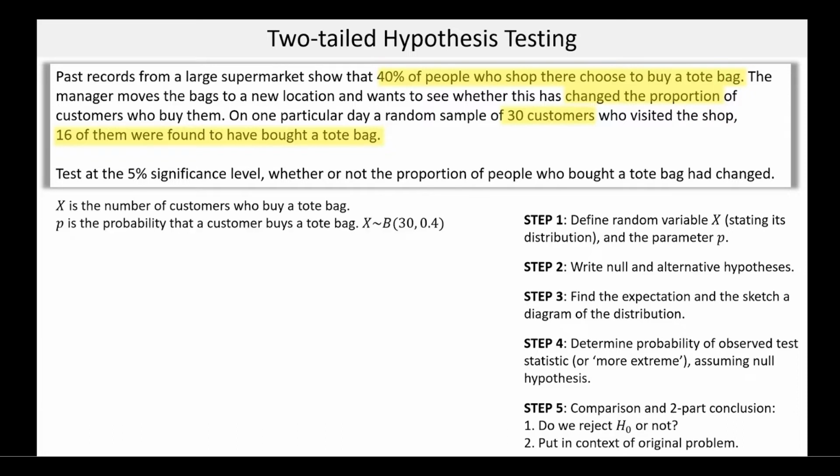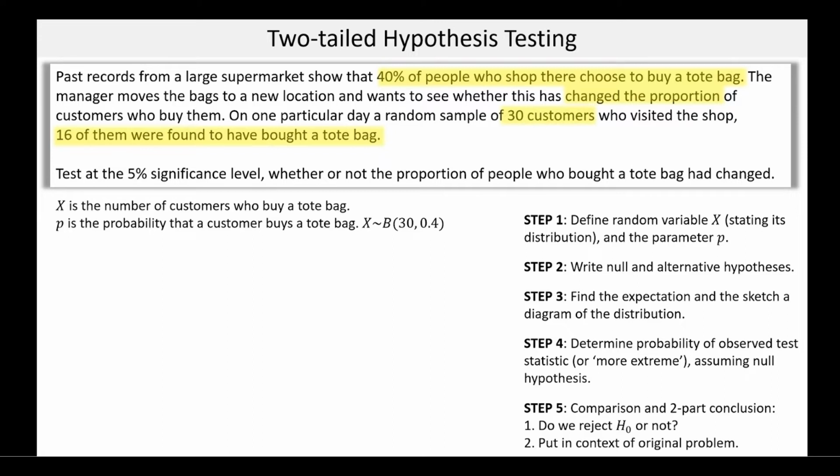As usual, let's just clarify. X, so the random variable, is the number of customers who buy a tote bag, whereas P is the probability that an individual customer is going to buy a bag. This leads to our distribution, so X follows a binomial distribution where N is 30 and P is 0.4. So as in, the number of customers who buy a tote bag can be modeled with a binomial distribution, and in this case we had 30 customers and the probability any one of them bought a bag was 0.4. This is our shorthand for that statement.